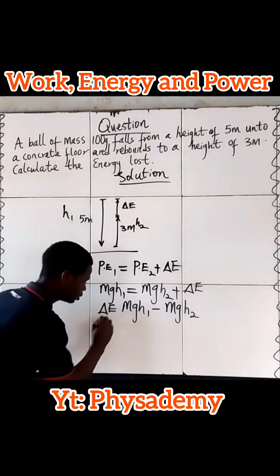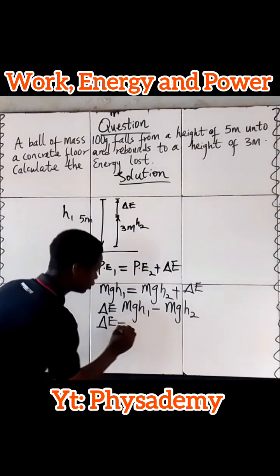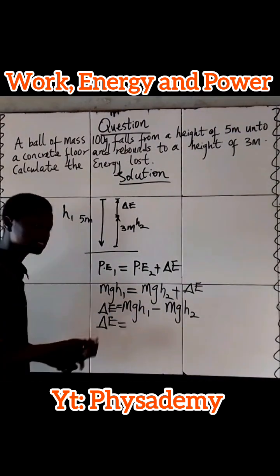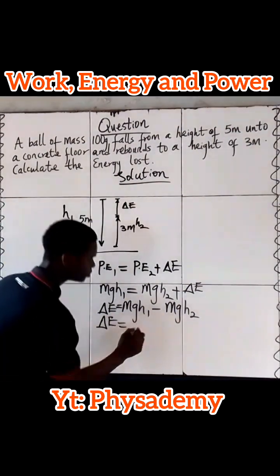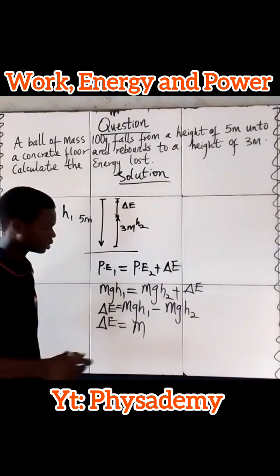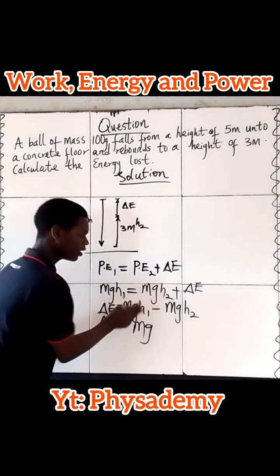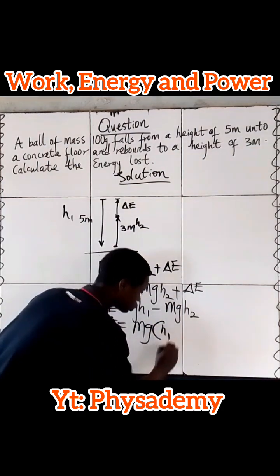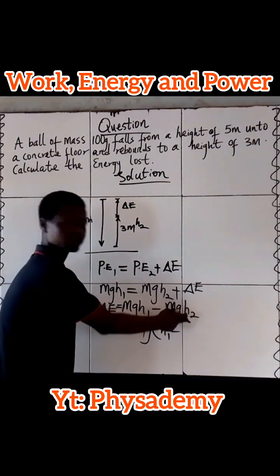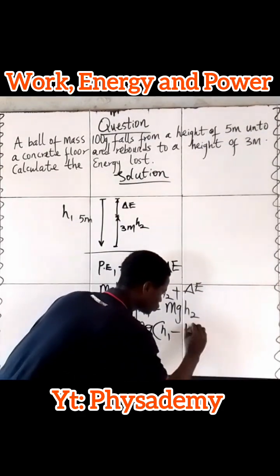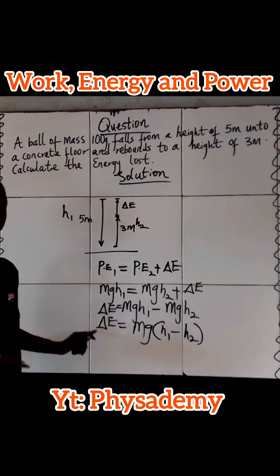Watch out. Using a different format, change in energy equals, since m and m is here, I will factorize it out. Since g and g is common here, I will factorize it out. What will be left for the first one is h1 minus, what will be left for the second one, h2. So this is what we use to get the energy loss.